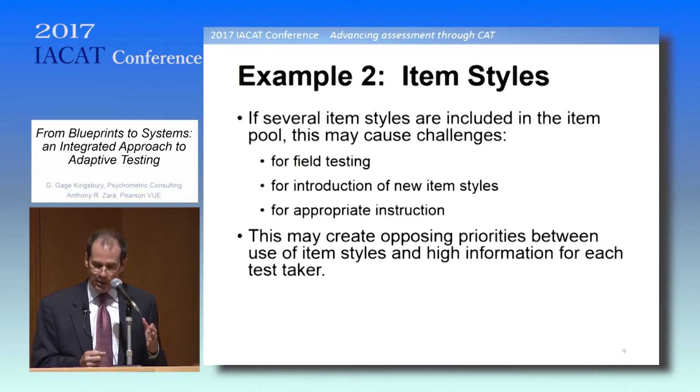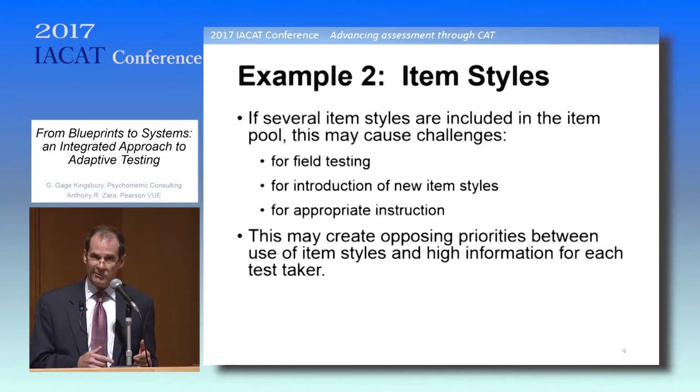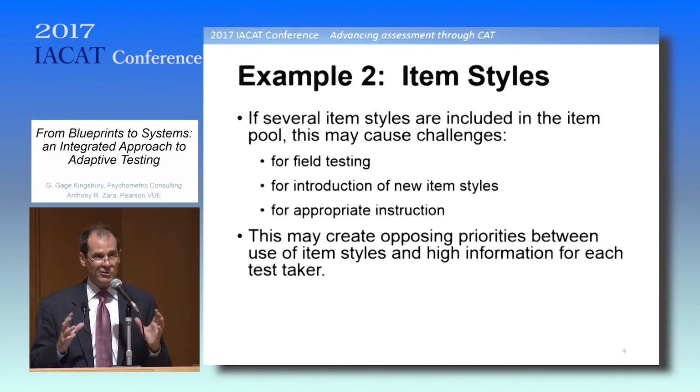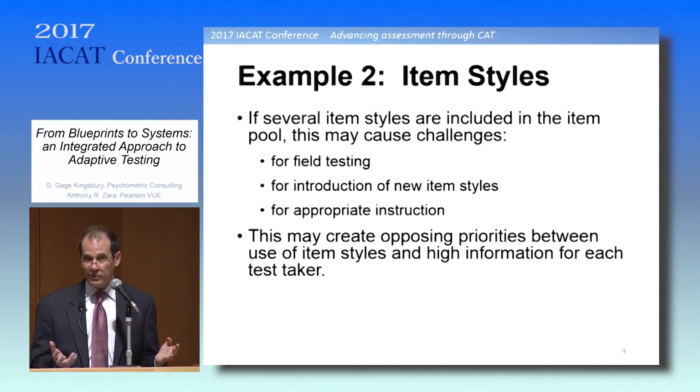So the idea of how to handle item types within a test blueprint is certainly uncharted territory, and there's lots of ways that you might choose to do it. Some are better than others. Anyway, the idea of using item styles and picking the items with the best information are competing priorities, probably at least at the start, and to assure that people have the same relative picture of the exam from an item style perspective, I think is important depending on the setting.